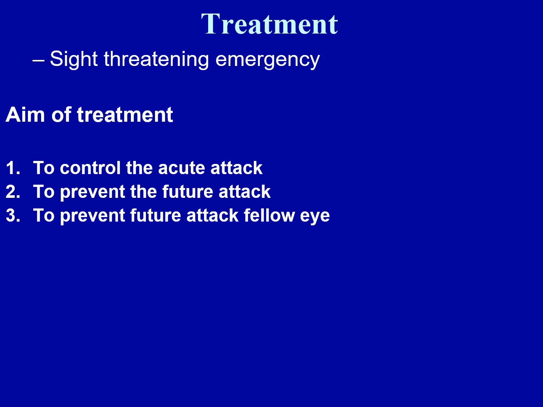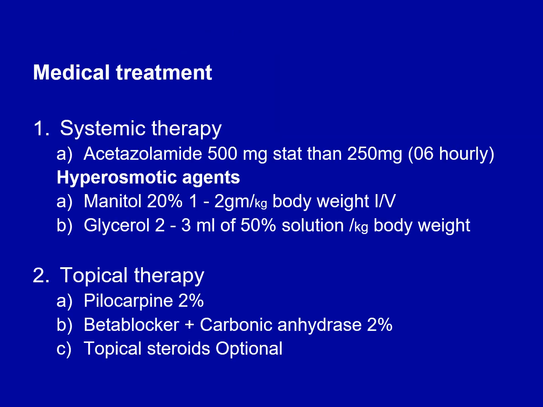So what is the treatment of acute congestive glaucoma? It is a sight-threatening emergency in ophthalmology, so you have to institute the treatment as early as possible. The aim of treatment is to control the acute attack, to prevent future attacks, and to prevent future attack in the fellow eye. And what is the treatment? You can divide the treatment into two portions, medical treatment and surgical treatment. Medical treatment is further divided into systemic therapy and topical therapy.